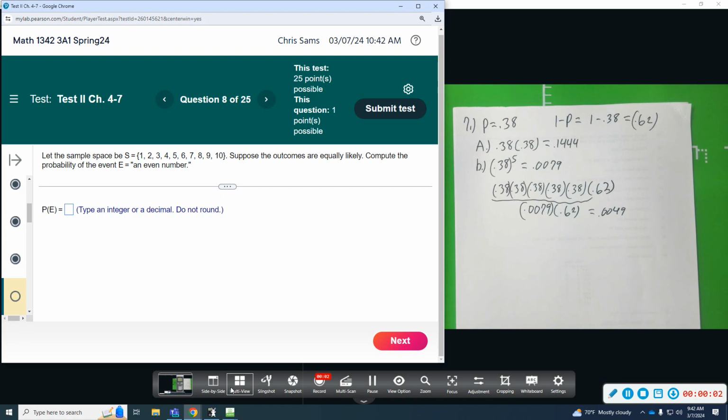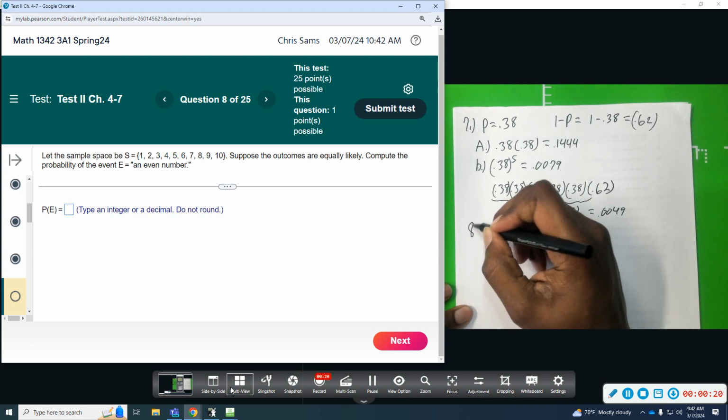Question number 8 says let the sample space S be 1 through 10. We're going to suppose each outcome is equally likely. We're going to compute the probability of the event E, an even number. So we have 1 through 10, so that's 10 numbers in our sample space.